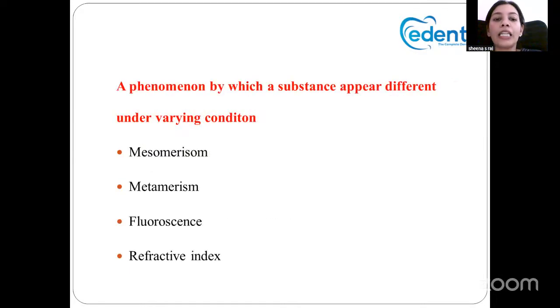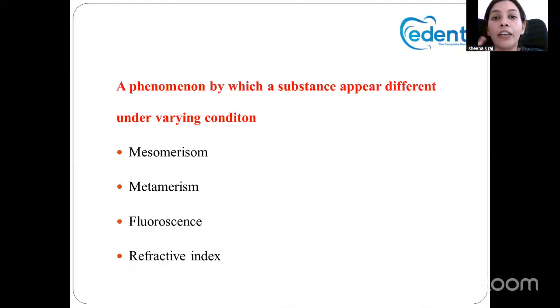Next question. The phenomenon by which a substance appears different under varying conditions. Varying conditions means we have seen some conditions where there is a change. We might see a car under a light and feel like it is green in color. Once it comes out of that light, it is black in color. So that is actually called a substance appearing different in color or texture based on various conditions of light. That is actually called as, so you have to read properly.